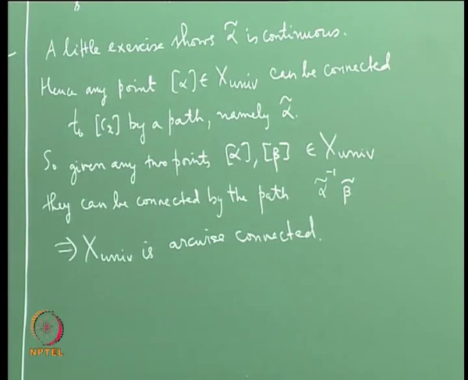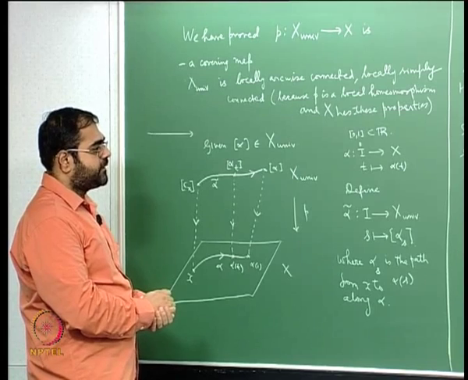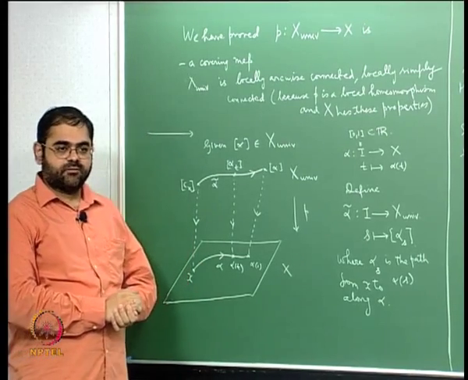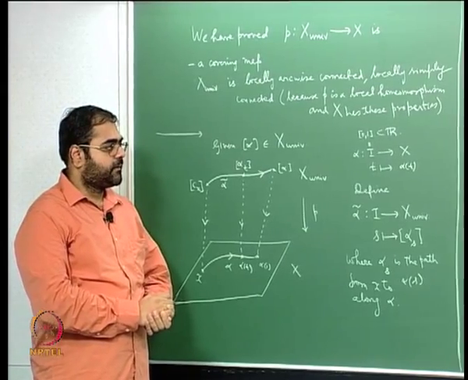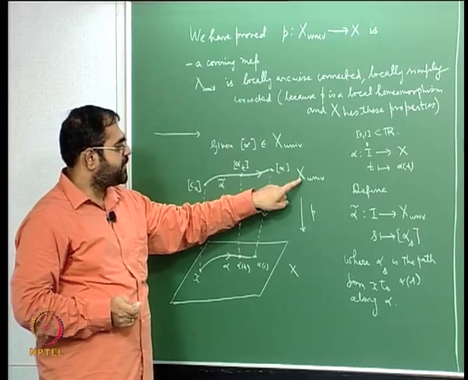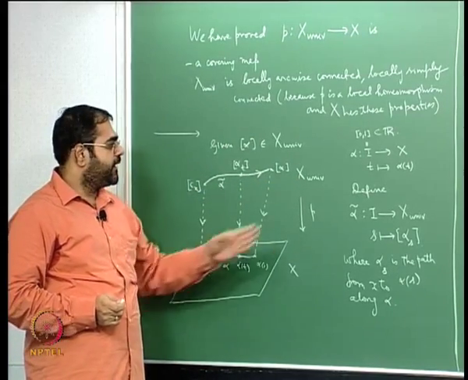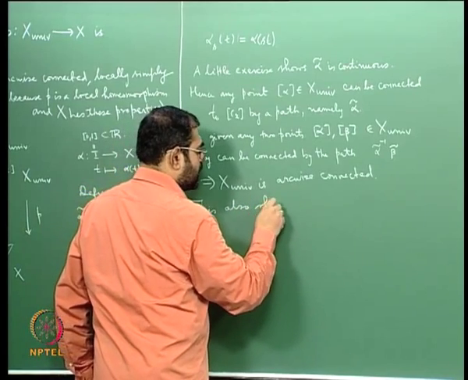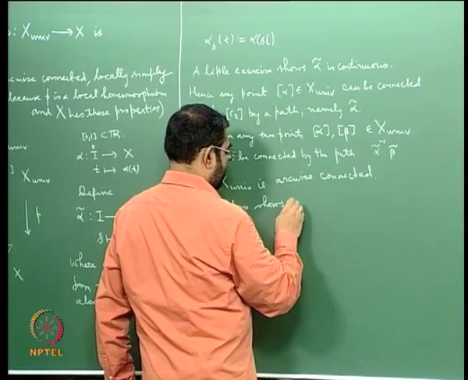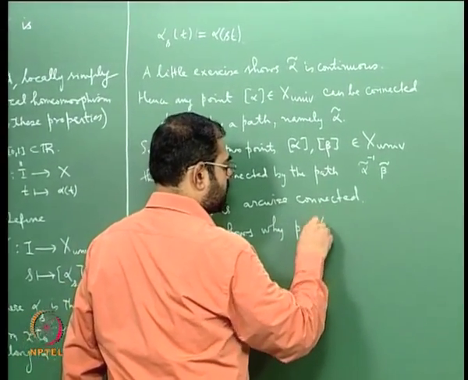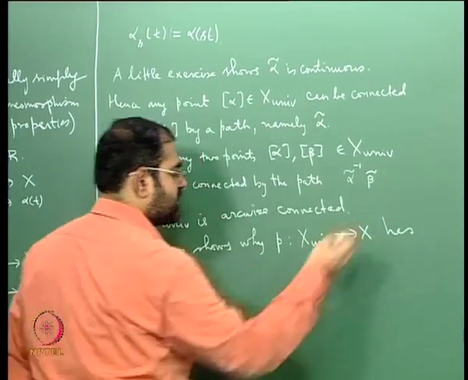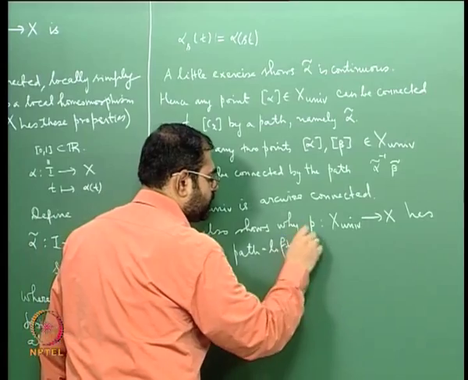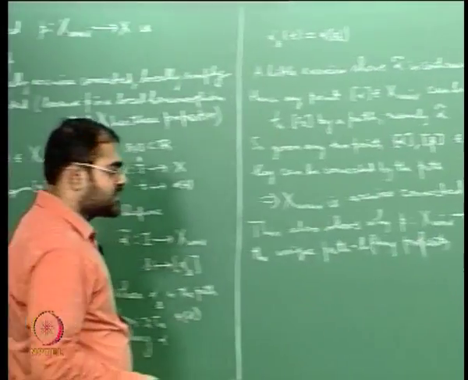In fact, it tells you even more. I told you that a covering space has the unique path lifting property. That was one of the consequences of the covering homotopy theorem. But in this case, that this covering has the unique path lifting property can be directly deduced from this construction. So this construction also shows why this covering has the unique path lifting property.